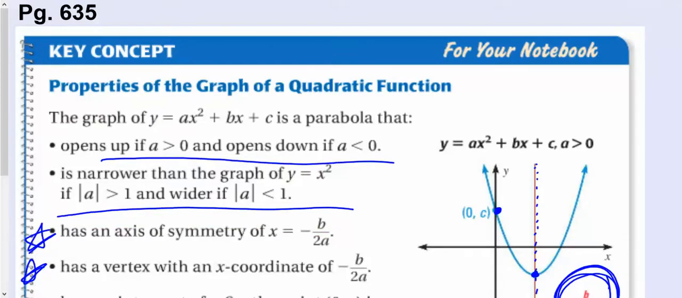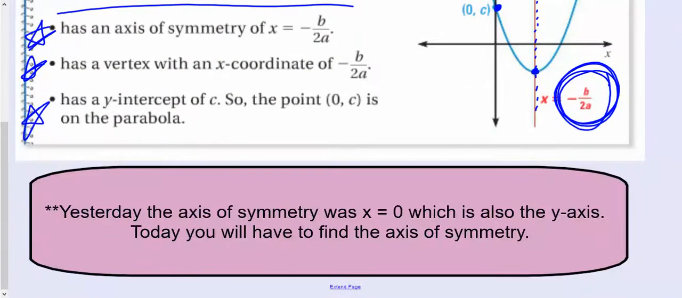So let's go back to this here. Make sure we got everything. As I mentioned down here, the last thing, the axis of symmetry is always the y-axis, x equals 0, for the simple quadratics. Today, we're actually going to have to find that. So I'm going to walk you through all this. You got some notes here, hopefully, now.